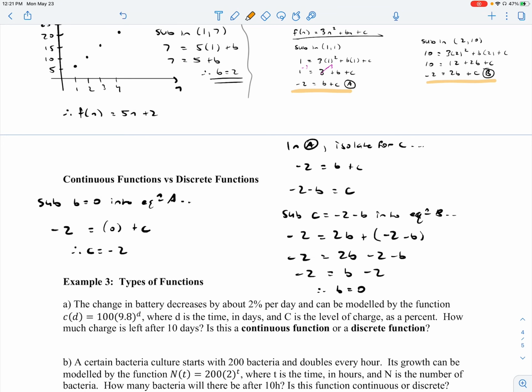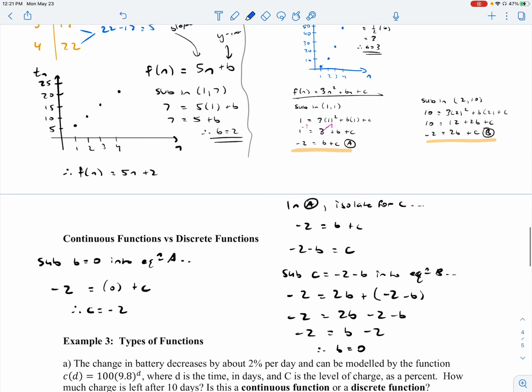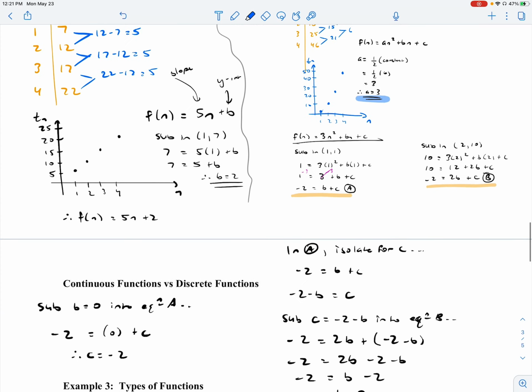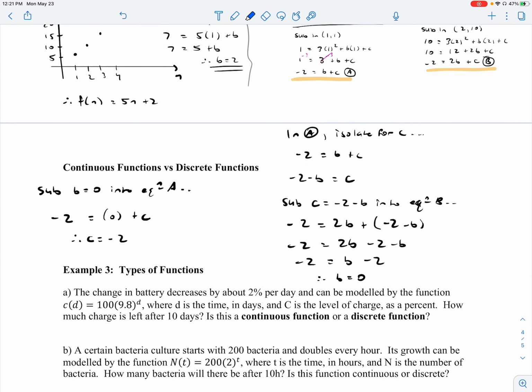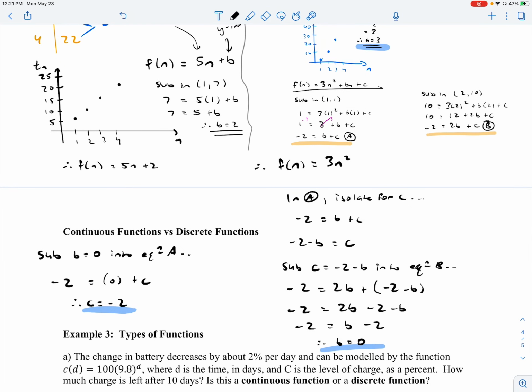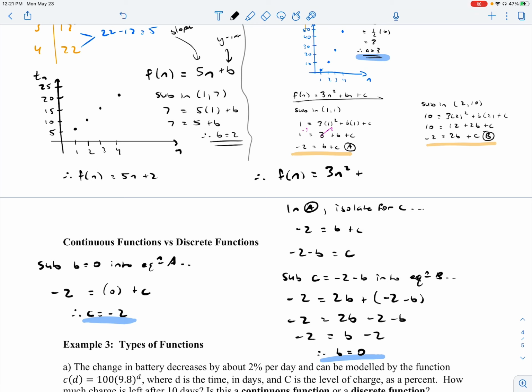Okay, so I found all my parameters. We found A by doing the finite differences and taking half the value. And then doing substitution, we found B and then C. So I'm going to write the final equation up here. Therefore, the function is going to be 3n squared. And remember, B is 0, so we're going to have plus 0 times n. And then my constant term was negative 2. So really, this whole thing is not there. It's just 3n squared minus 2.